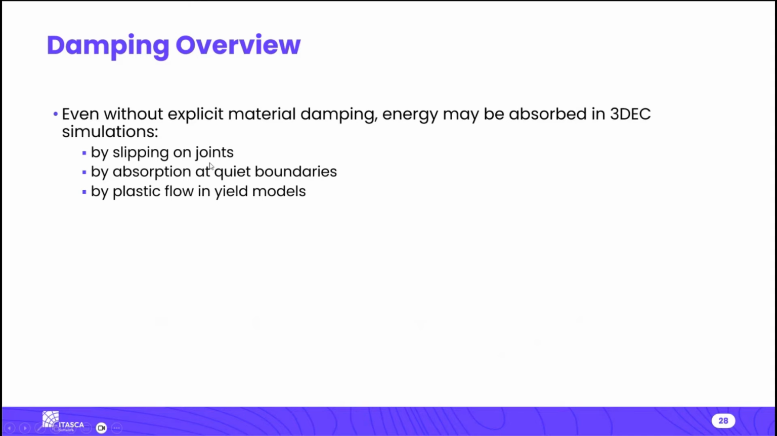So, for example, if you have joints that are slipping, you lose some energy here due to friction and heating and so on. If you have quiet boundaries, obviously you lose energy through the boundaries. We've seen that already. If you have plastic flow, you lose energy in that situation. Our example was not very convincing because there was only one zone of plastic flow there, but you can imagine if you had a larger volume of plasticity, you're definitely losing some energy in the system. So it is possible to run a model with no damping and still see fairly realistic results, depending on how many joints are failing and how many zones are failing, what your boundaries are.